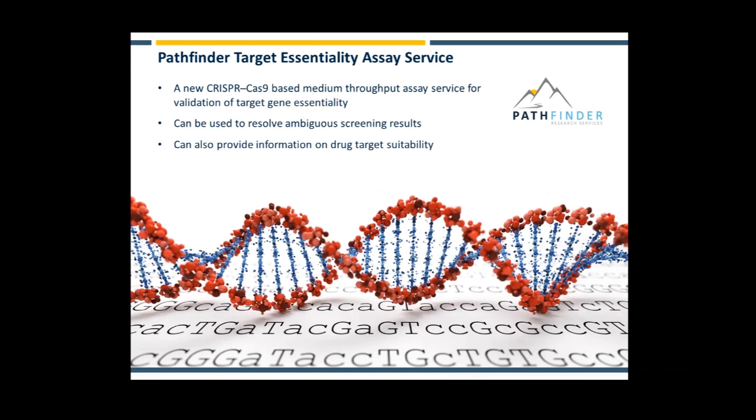So welcome to you all, and thank you for joining me today to talk about the Pathfinder Target Essentiality Assay. This assay that we developed here at Horizon will enable you to identify genes essential for the growth of specific cancer cell lines. It can be used to definitively resolve ambiguous screening results, and it can also provide information on target suitability by testing essentiality in either normal cells or in cancer subtypes different to the proposed patient population.